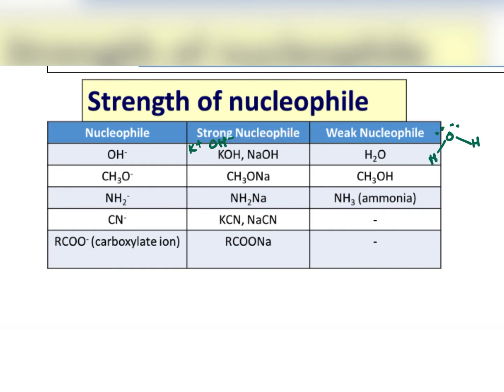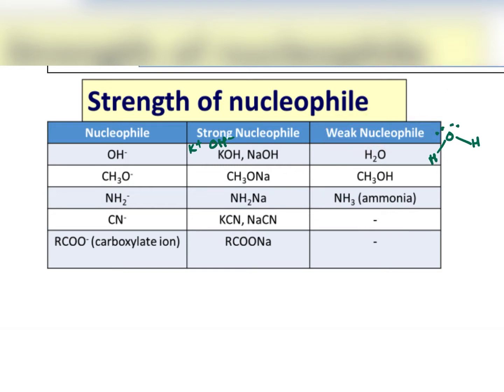Okay, so contoh weak nucleophile pula, if it is water molecule. So water molecule you can see H2O and you have two lone pair. So any species yang ada lone pair of electron, kita cakap dia sebagai weak nucleophile.